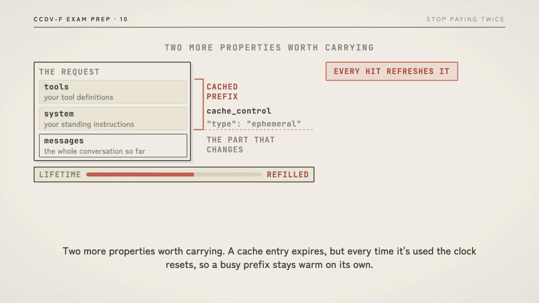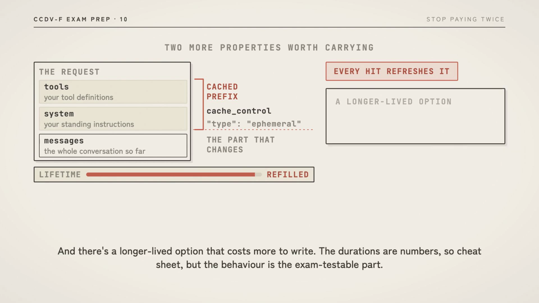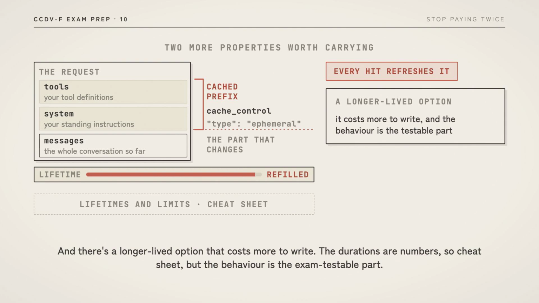Two more properties worth carrying. A cache entry expires, but every time it's used the clock resets, so a busy prefix stays warm on its own. And there's a longer lived option that costs more to write. The durations are numbers, so cheat sheet, but the behavior is the exam testable part.